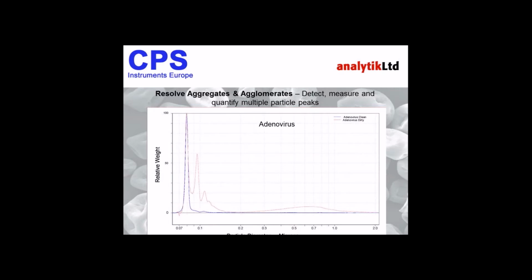The DCS technique is great for resolving aggregates and agglomerates, and so we can detect, measure and quantify multiple particle peaks. In this example, with an adenovirus sample, we've got a dirty sample, which is shown by this red trace. You can quite clearly see that we've got some aggregates, and a tail showing some large agglomerates. As we purify this sample, we end up with this blue trace, which is our clean sample. So the technique is excellent for following the purification, as we are seeing in this example, and for detecting such multiple peaks.